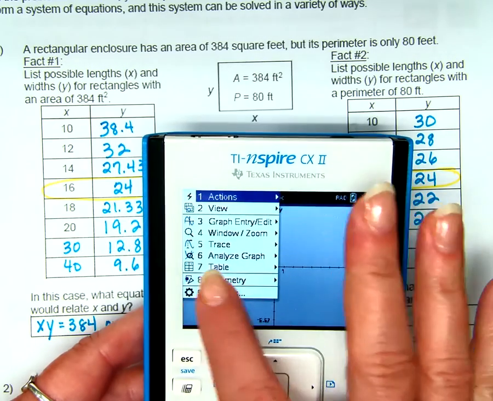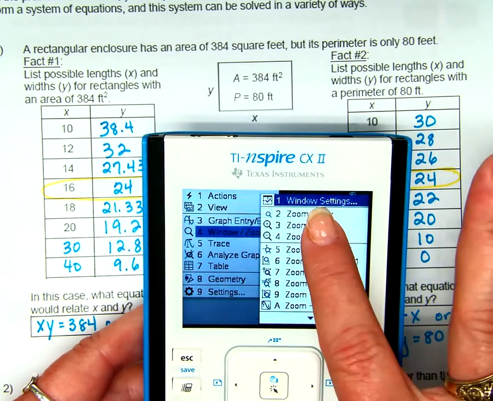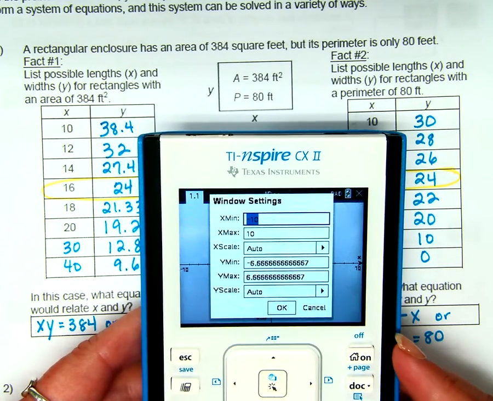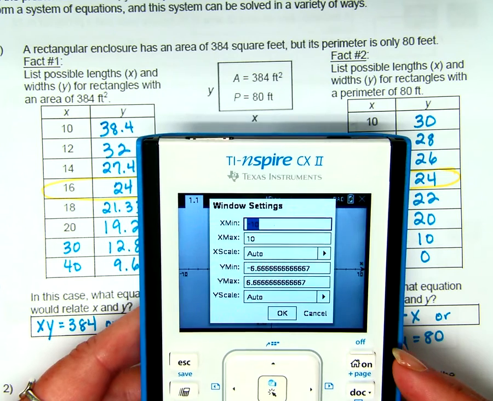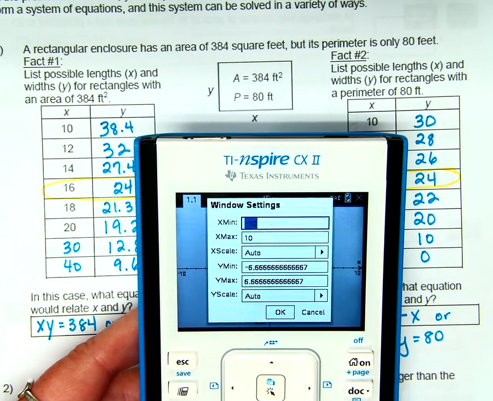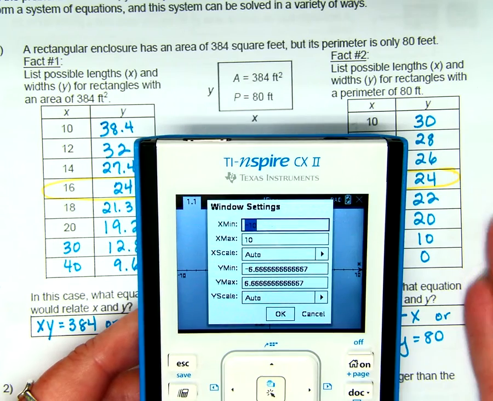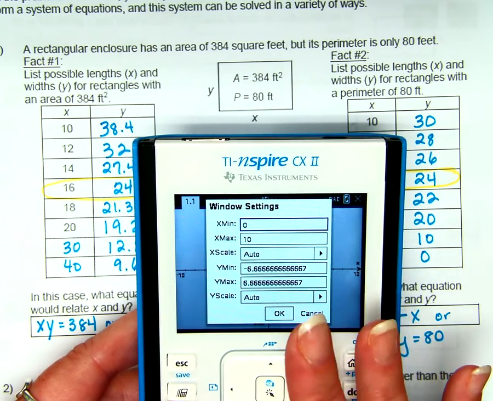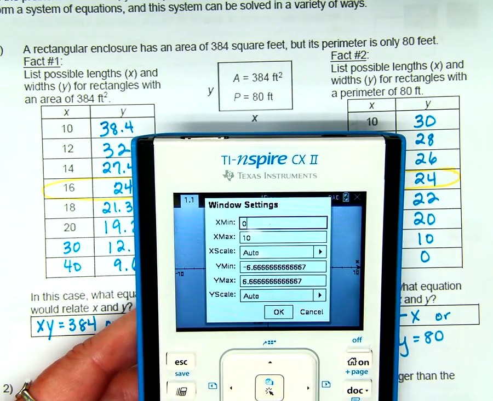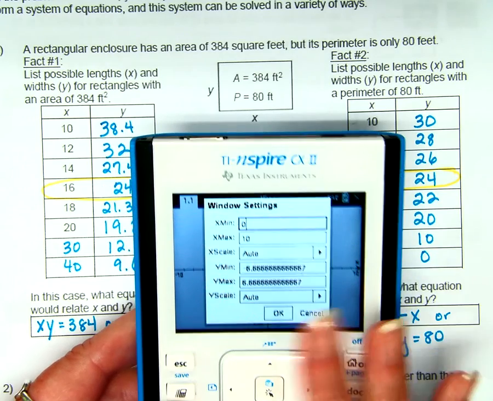Menu, window, window settings. How low do we want to go? Does 0 make sense? Are we going to have anything below 0 at all? Can we have stuff above 0? Yes, so 0 would be good. Sometimes people want to put -1 just so we can see the axis. Just so you know. Okay, either one of those is fine.